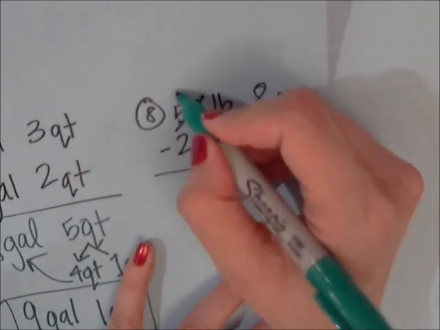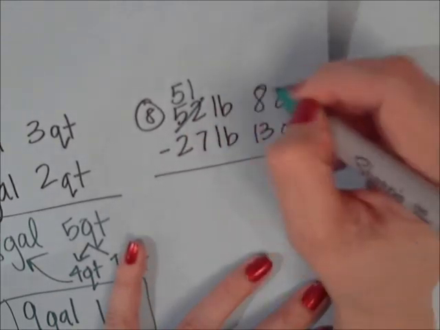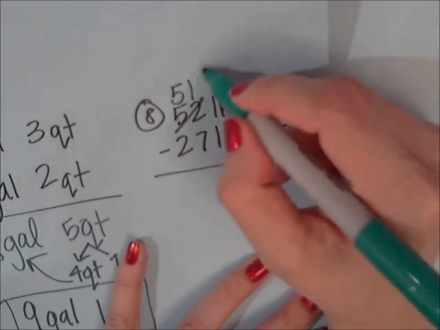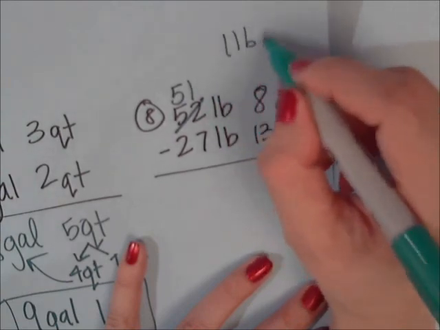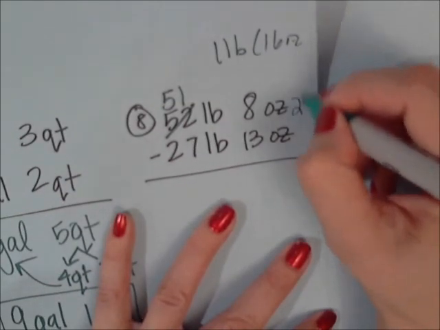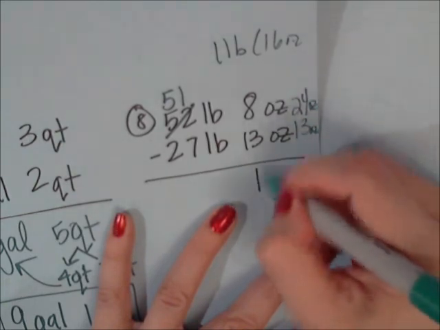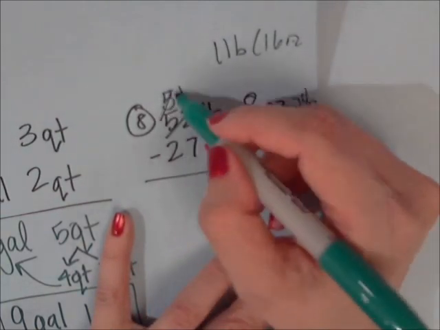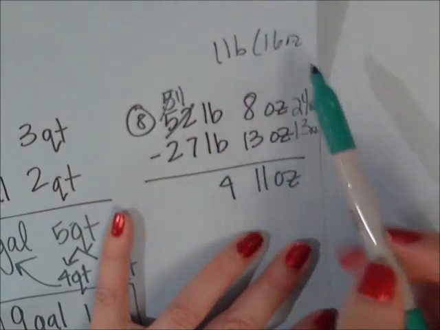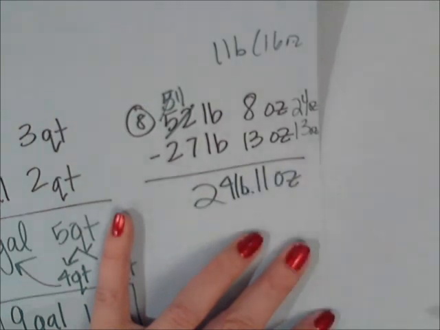Okay, so I'm going to borrow from here. I'm going to take a pound from the pound section, and I'm going to add it to this 8 ounces. When I take that 1 pound, it has 16 ounces in it. So 16 plus 8 is actually 24 ounces. So this is going to be 24 ounces minus 13 ounces. 24 minus 13 is 11 ounces. Now I can proceed here. 11 minus 7 is going to be 4. And then we get 24 pounds and 11 ounces.